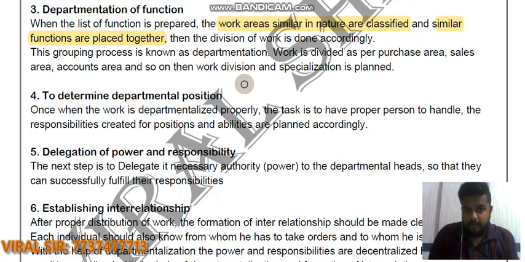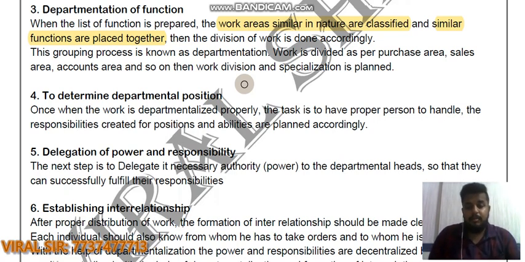First we will find out the jobs or works which are in the same area or same in nature. We will classify them into groups, and then the functions will be placed together. After similar functions are placed together, the division of work is done accordingly. This grouping process is known as departmentation. We group such works according to their nature or work areas. Work is divided as purchase area, sales area, accounts area, and so on. Then work division and specialization is planned.